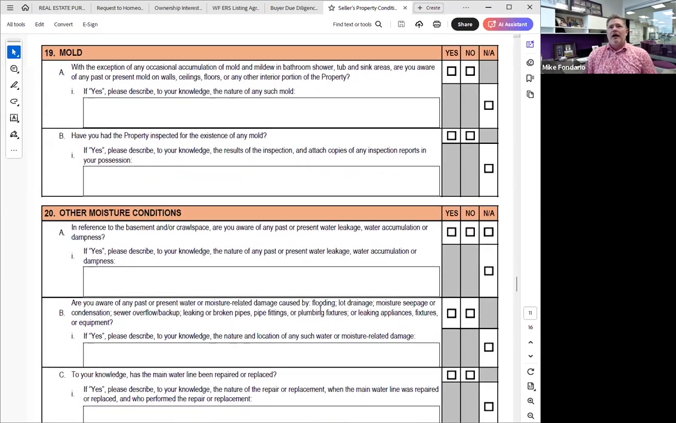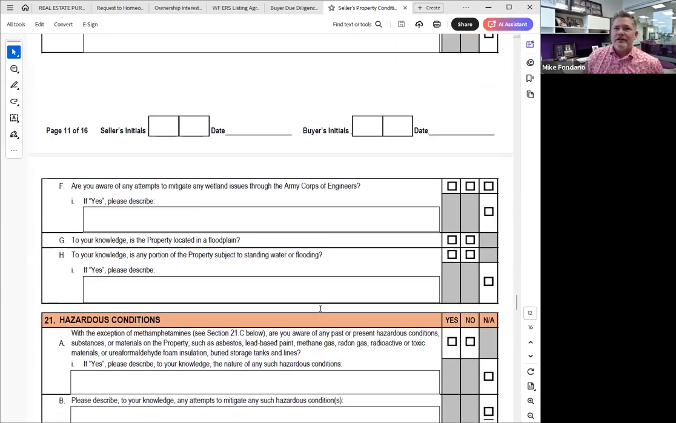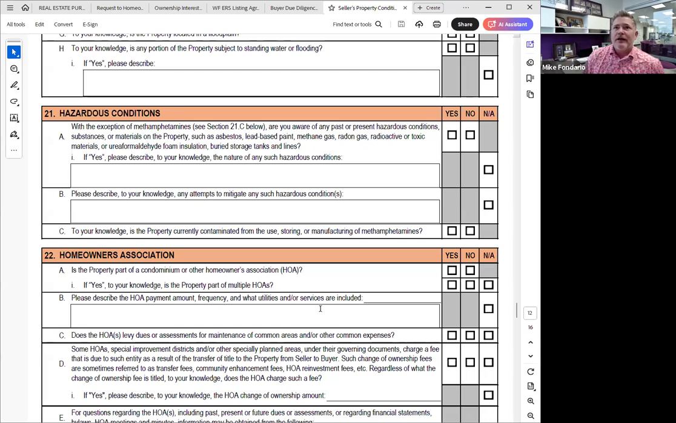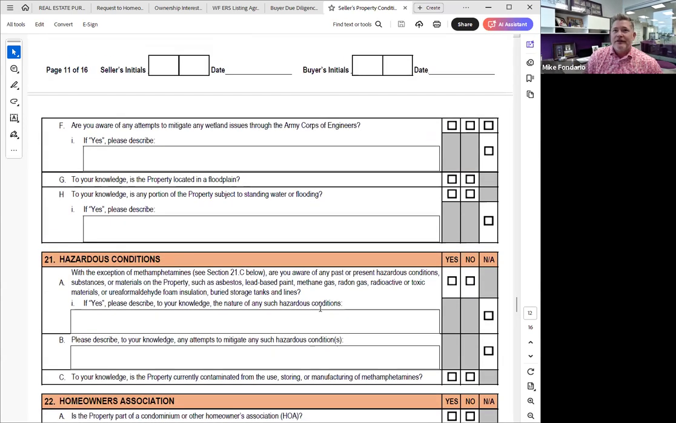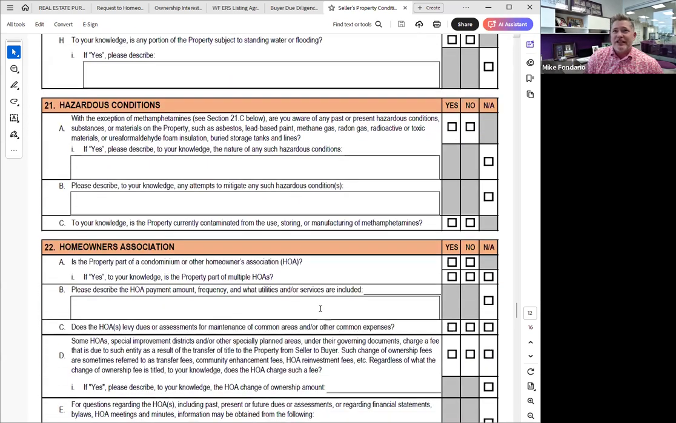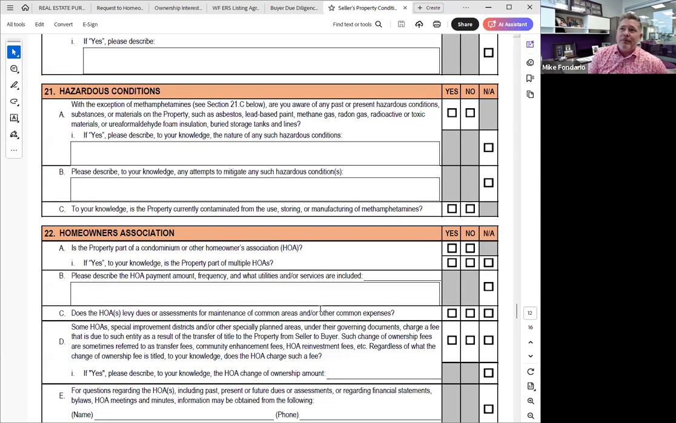Electrical, mold, other moisture conditions, hazardous conditions. So hazardous conditions, this is interesting, with the exception of meth, which I think has a separate disclosure here. Are you aware of any past or present hazardous conditions, substances, or materials on the property, such as asbestos, lead-based paint, methane gas, radon gas, radioactive or toxic materials, urea formaldehyde foam? I don't actually know what that is. Buried storage tanks and lines. And then it's got its own line item.